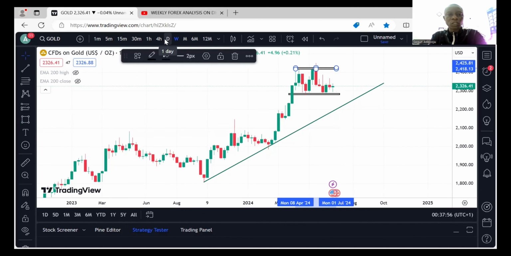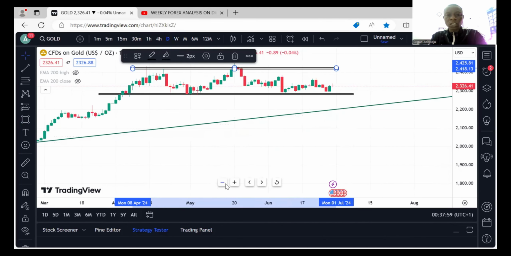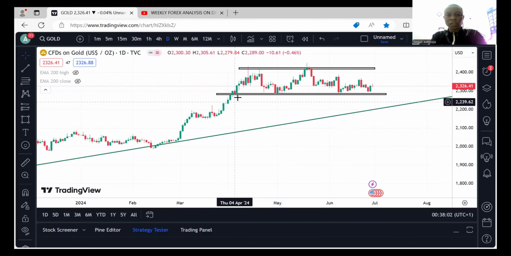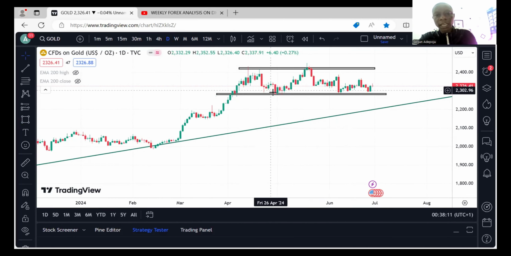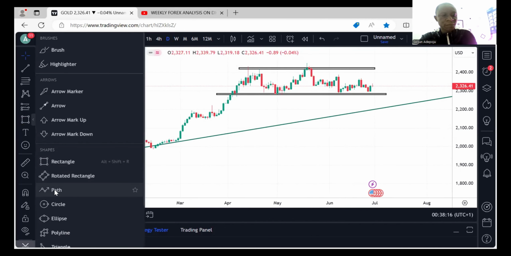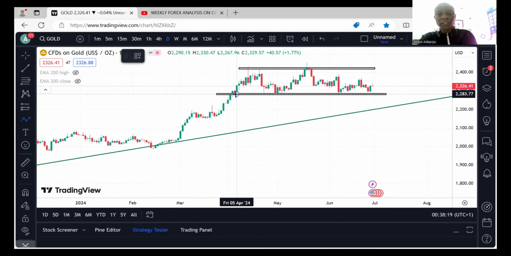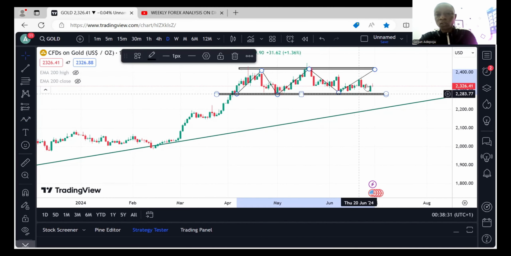So let's go to daily and see what gold has for us. On daily, you can see for some days now we have been having a ranging market, with higher high, higher low, higher high, higher low. So now what are we expecting? We are still expecting the market to make a higher high.